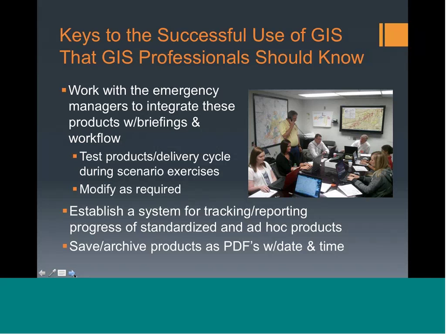One of the key things that was suggested: not only establish a schedule for delivering standardized products as well as ad hoc products, but do a reporting mechanism. It can be as simple as a spreadsheet, or it can be a lot more complicated or sophisticated. The important thing is that your team on the GIS end needs to know what's due when, and they need to deliver it then.